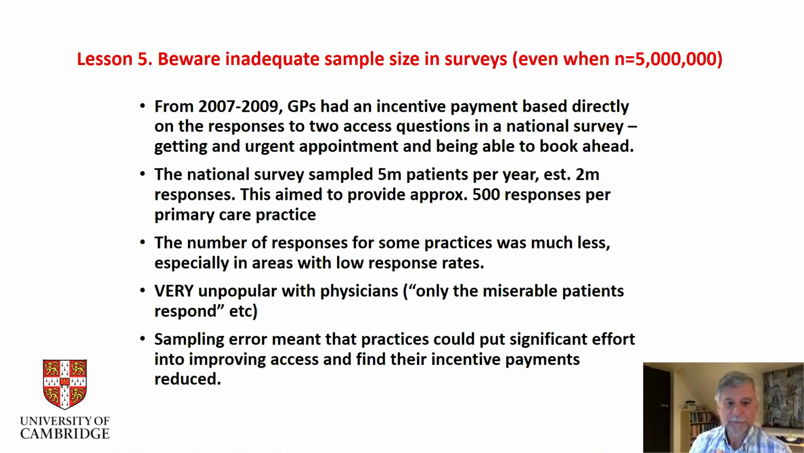Well, first of all, this was very unpopular with physicians who, rightly or wrongly, believed that only the miserable patients would respond, etc. And I think people will be familiar with that sort of response to survey data. But there's a second issue which I want to just touch on, which is that sampling error, which Pat also mentioned, meant that practices could put significant effort into improving access and yet find their incentive payments reduced.